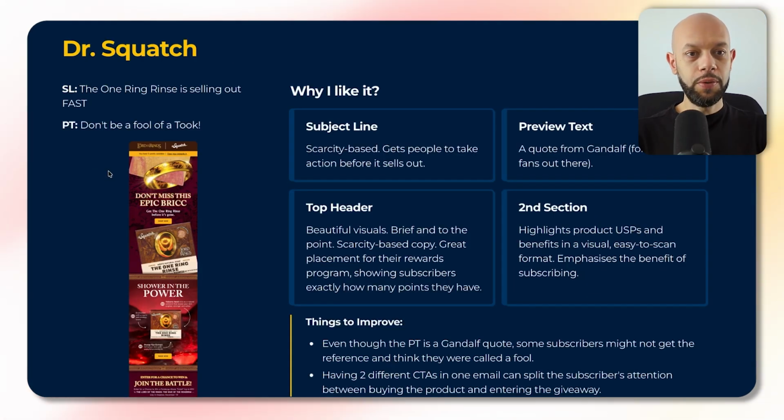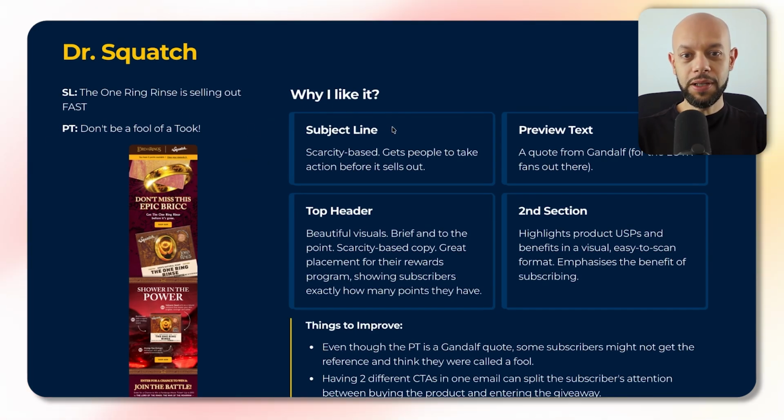So the fourth example is from Dr. Squatch. The subject line is the one ring rinse is selling out fast, and the preview text is don't be a fool of a took. So what I like about this email is first the subject line, it's scarcity based, gets people to take action before it sells out. The preview text is an actual quote from Gandalf from Lord of the Rings here. It will resonate very well with those fans.